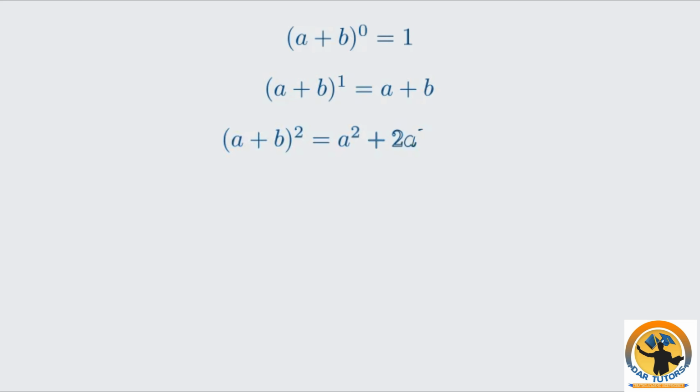Let's look closely at the expansions we found and see if we can spot a pattern. This is a key skill in mathematics. We have a plus b to the power of 0, which is 1. A plus b to the power of 1 is a plus b. A plus b squared is a squared plus 2ab plus b squared. And a plus b cubed is a cubed plus 3a squared b plus 3ab squared plus b cubed.